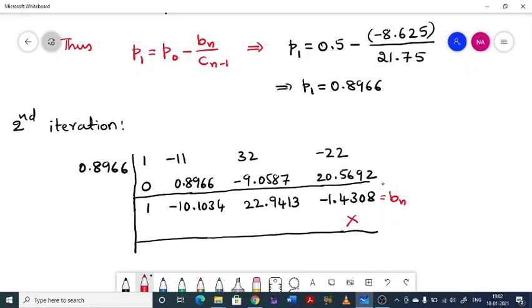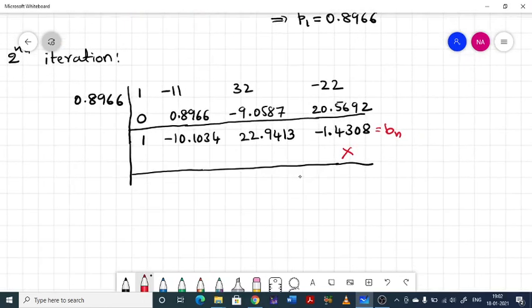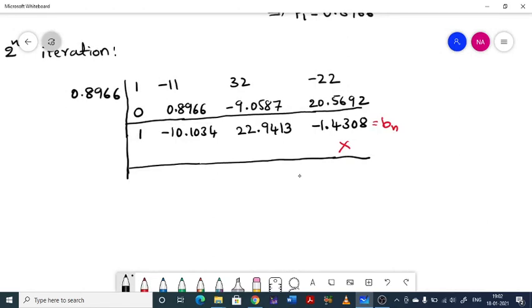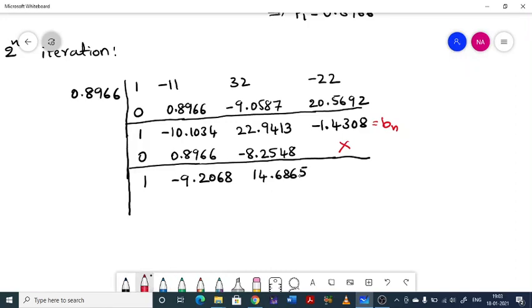So next I should not write any term there. Next you have to repeat this synthetic division here again. So 1 plus 0 you get 1, so 1 into 0.8966 you will get again 0.8966. Adding these two, you will get minus 9.2068. Now minus 9.2068 into 0.8966, get minus 8.2548. Adding these two, 14.6865. This will be Cn minus 1.